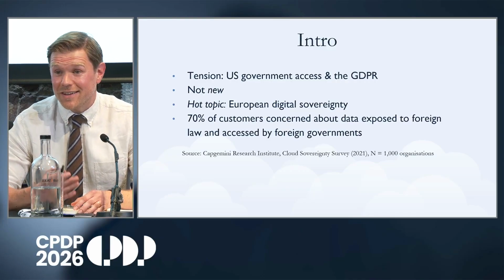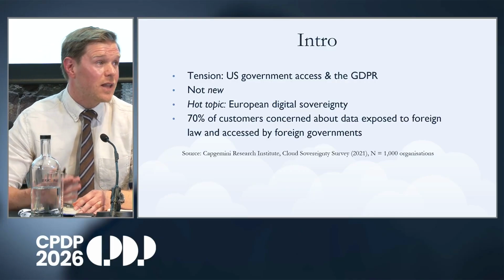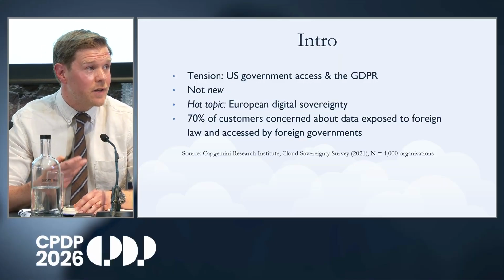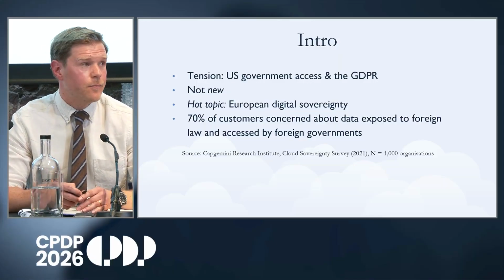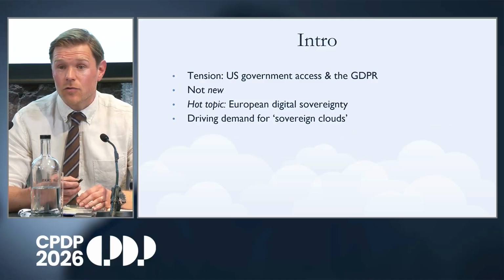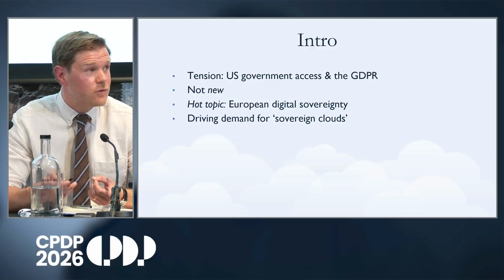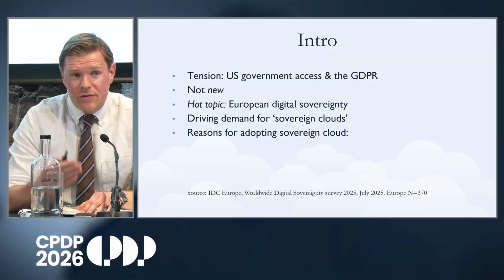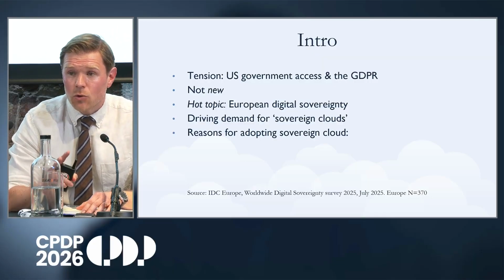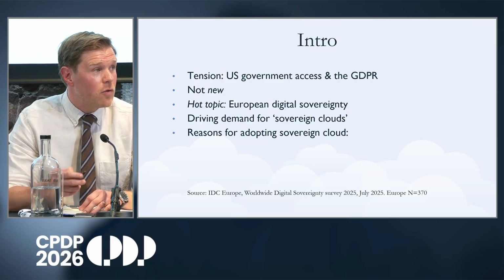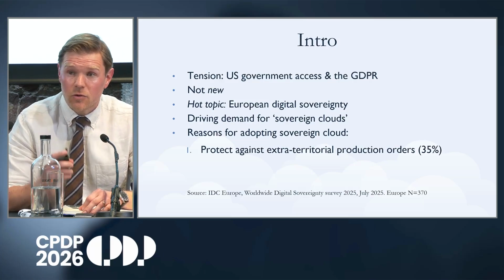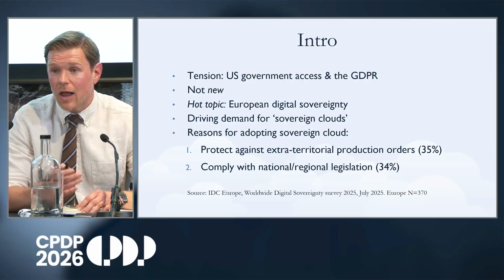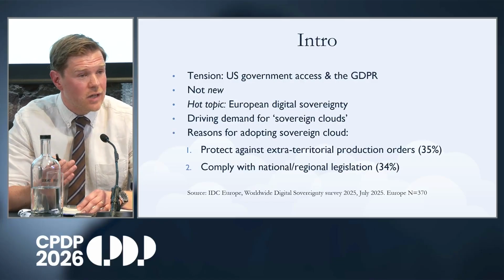So survey evidence indicates that some 70% of cloud customers are concerned about their data being exposed to foreign law and accessed by foreign governments. And that's driving demand for what are sometimes called sovereign cloud services. So a survey conducted last year said that the top 2 reasons European organizations mentioned for adopting sovereign cloud were, first, to protect against foreign production orders, and second, to comply with national and regional legislation.